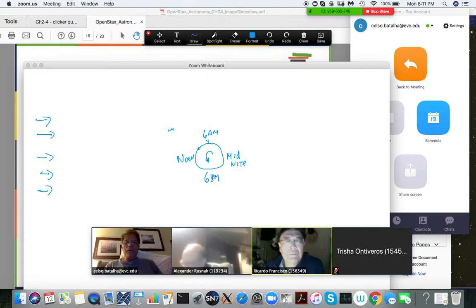Now, waxing gibbous. The moon in the new phase is here. First quarter is here. Full moon is here. Waxing gibbous is here. This is your waxing gibbous.